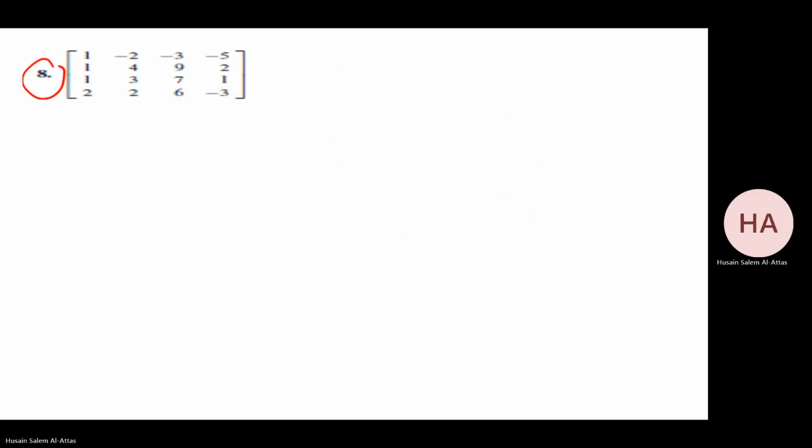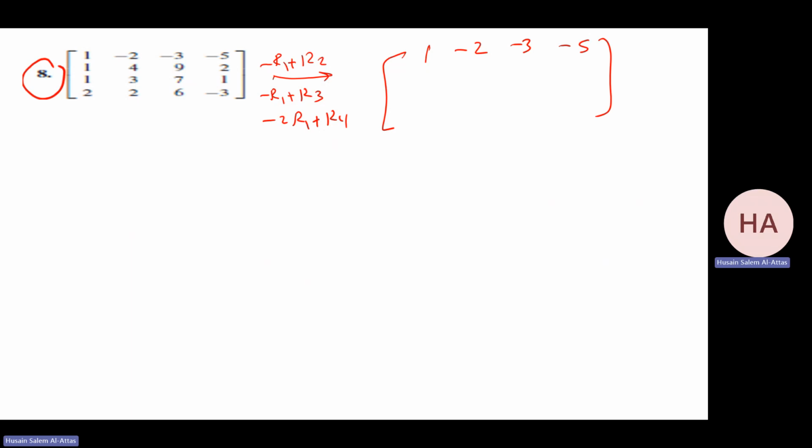Okay. -R1 plus R2, -R1 plus R3, -2R1 plus R4. By the way, if you notice it, 1, 1, 1, 2, almost the same like the previous one. That's okay. Now I have this. See what will happen. Minus 1 and add, that will be 0. Minus 1 and add, that will be 6. Minus 1 and add, that will be 12. Minus 1 and add, that will be 7.